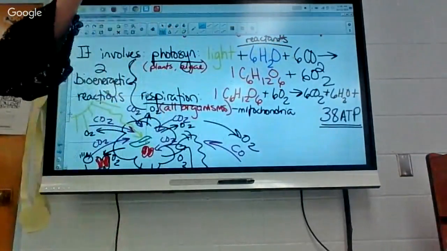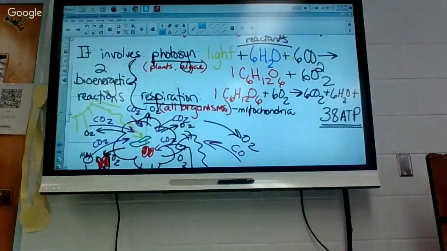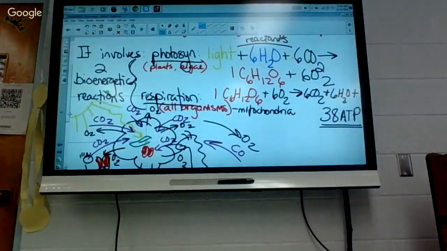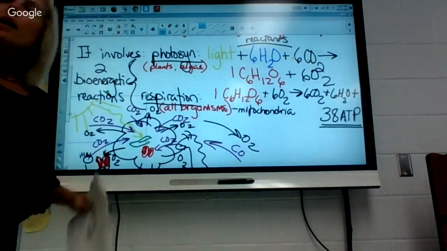And just look at them. 6 H2O. That's insane. Yeah. What do you mean it's the same? It's the same thing, but it's reversed.